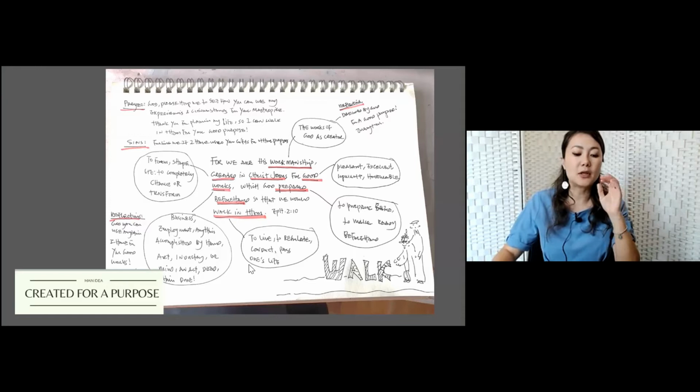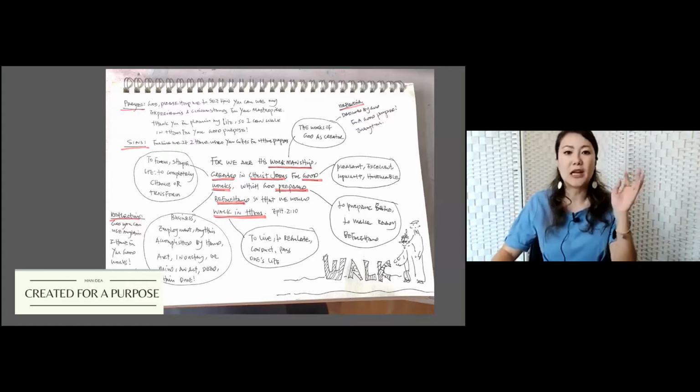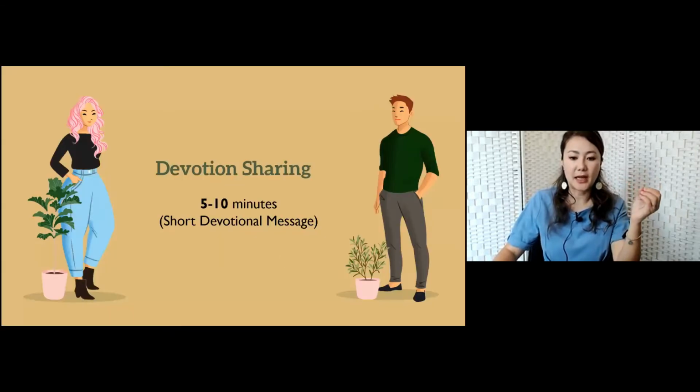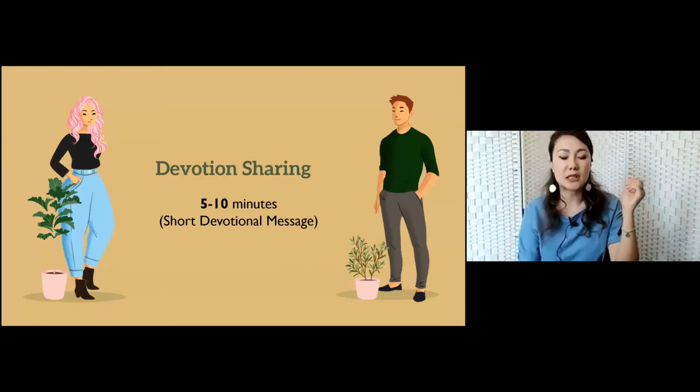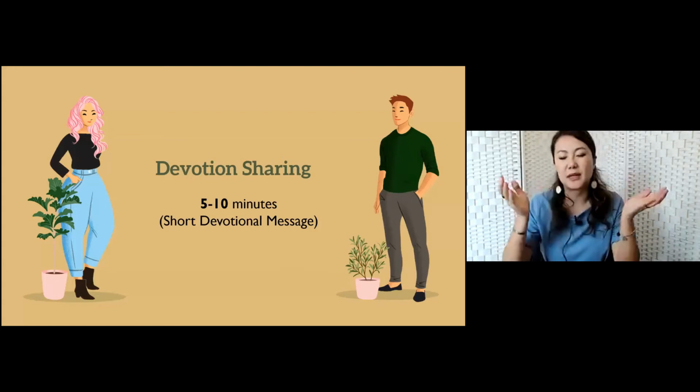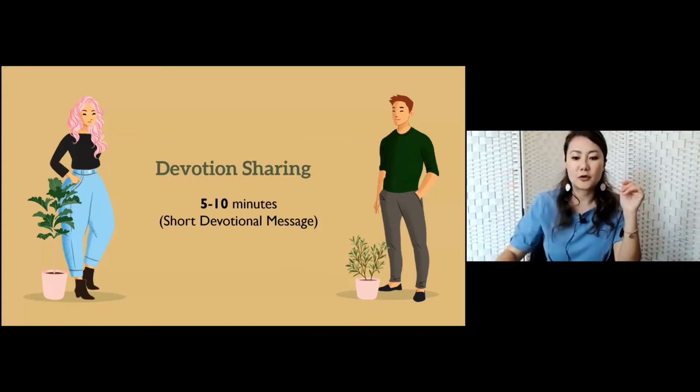Remember we talked about the key main idea of this verse is created for a purpose, or whatever you have come up with. This is the key idea. So now we're going to talk about how we can turn the verse mapping into a 5 to 10 minutes, or even maybe 3 to 5 minutes short devotional message.